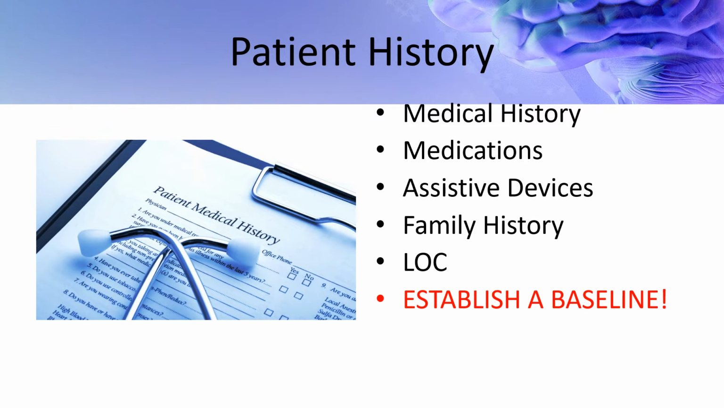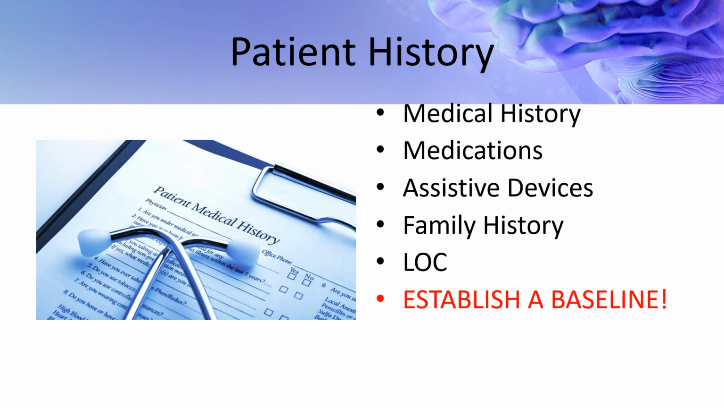All right, the first stop in our neuro assessment is patient history, and I believe that a patient history is an extremely important part of this assessment. First, you want to get their medical history. Have they had any strokes? Have they had any problems in the past, any traumatic brain injuries? And then you want to get their medications. Are they taking any medications that could be affecting their neurological status?